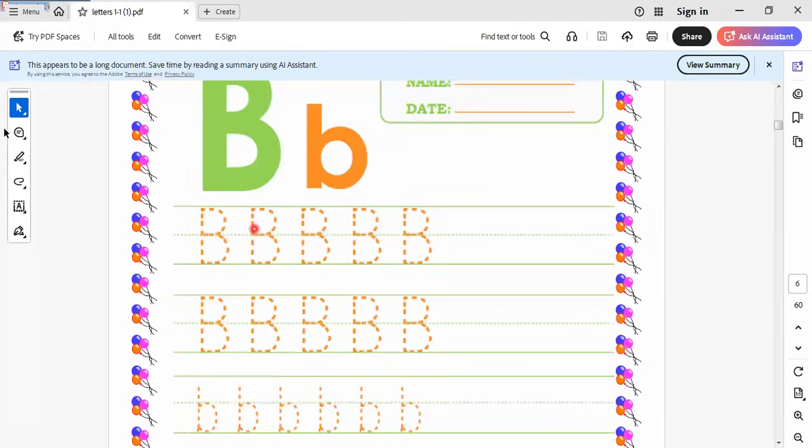Here is capital B and small b. Here is called capital B and small b. And I would like to separate between B and D. D is written like this and B is written like this, okay? Because some of you don't know how to write small b and small d. This is the difference between small b and small d. Let's go to another one.